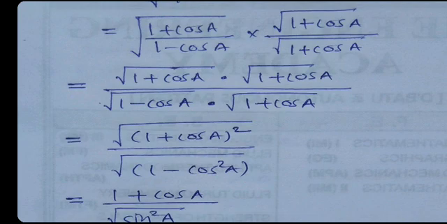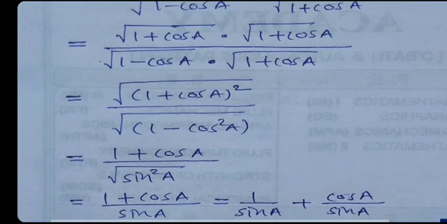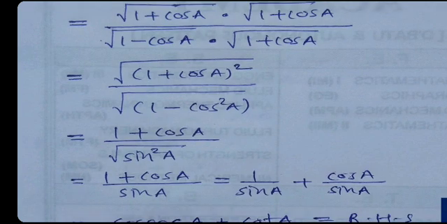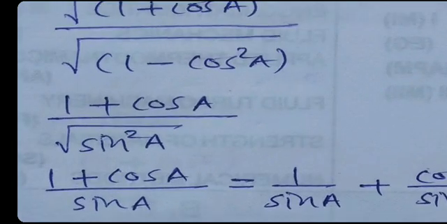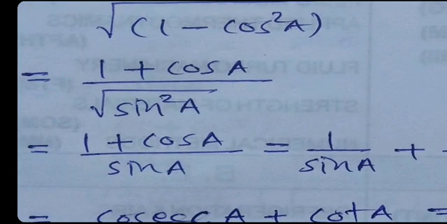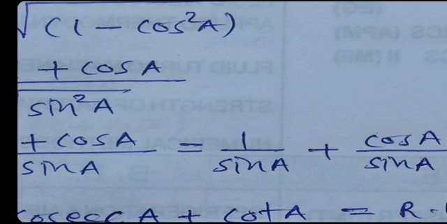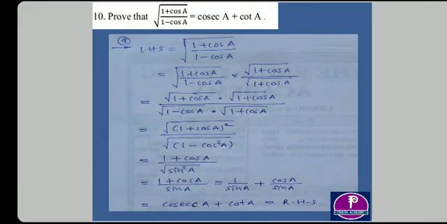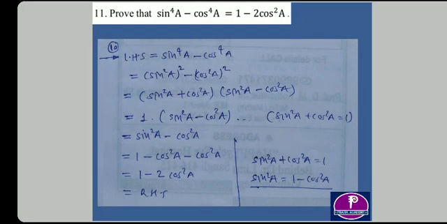In the numerator it becomes under root 1 plus cos A bracket square, and in the denominator it becomes under root 1 minus cos square A. In the numerator, square and square root get cancelled, so it remains only 1 plus cos A. In the denominator, 1 minus cos square A is sin square A, and in the next step square and square root get cancelled, so it remains just sin A. Now separate out the denominator, we get 1 upon sin A plus cos A upon sin A. But 1 upon sin A is cosec A, cos upon sin is cot A, so it becomes cosec A plus cot A, and this is our RHS.